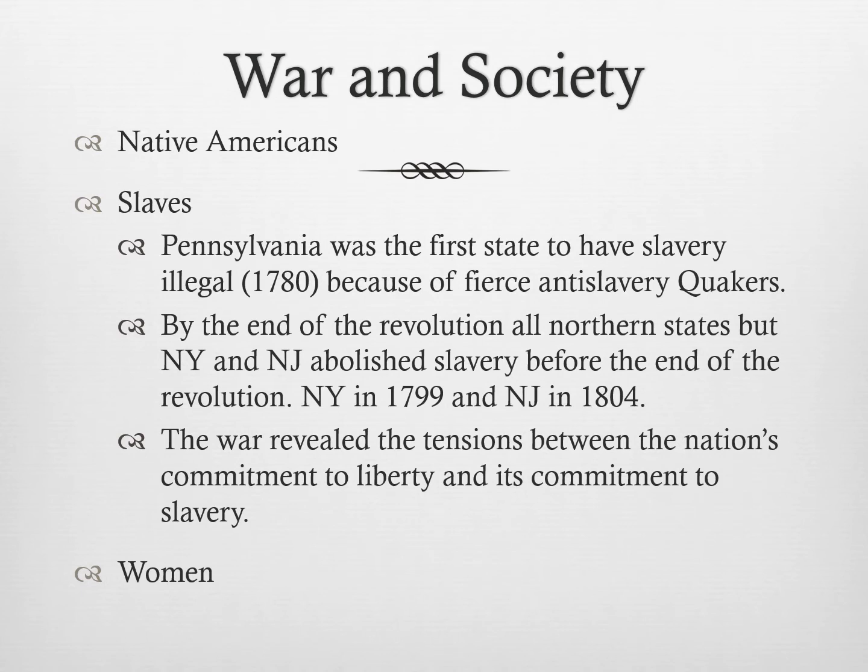Now, by the end of the American Revolution, all northern states, but New York and New Jersey, abolished slavery. Well, actually, all except for those two abolished it before the end of the war. However, after the war, New York is going to make slavery legal in 1799, and New Jersey will do it in 1804. Now, the American War is also going to reveal tensions between the nation's commitment to liberty and its commitment to slavery as well, which is going to be an issue we're going to further discuss.